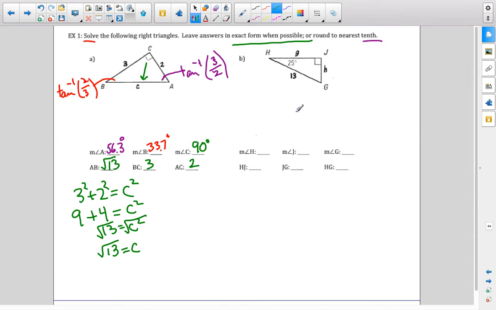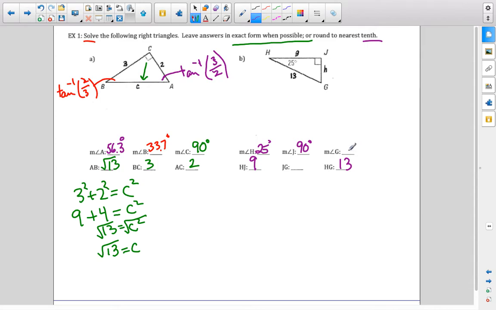Now moving over to problem B. Angle J, I'm going to put in the things that I already know. Angle J is 90 degrees. Angle H is 25 degrees. HJ is 9. And HG is 13. I have the hypotenuse this time. So really, I'm missing angle G and side JG.